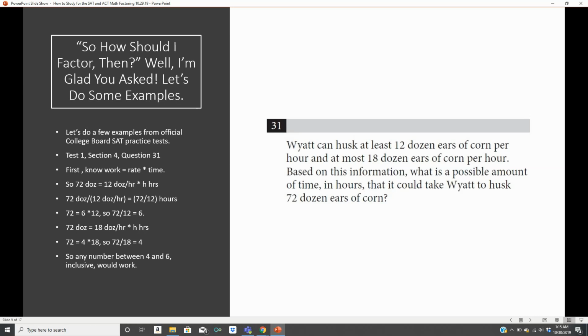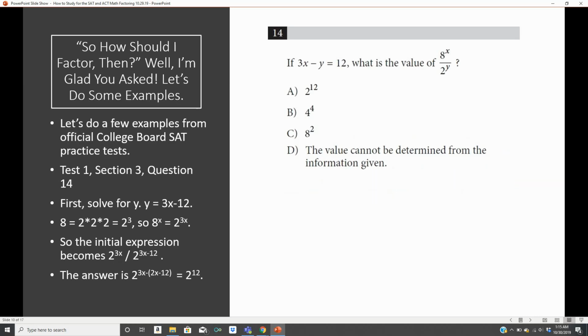72 dozen could also be 18 dozen per hour times h hours. Now we also know that 72 is 4 times 18. So 72 over 18 is equal to 4. So any number between 4 and 6 that you could grid into the grid in question there would work. I would probably just pick 4 or pick 6 and put it in there, or just put 5, split the difference. Go crazy.